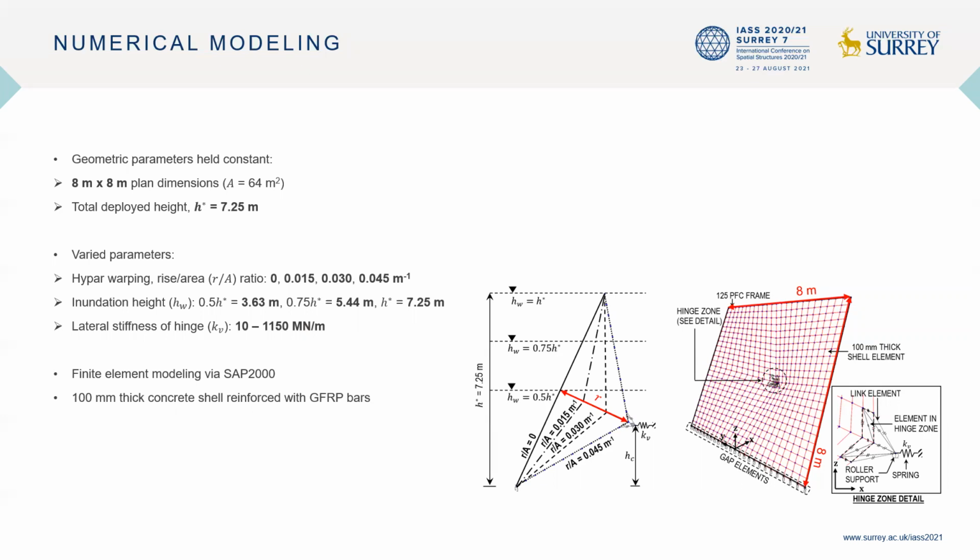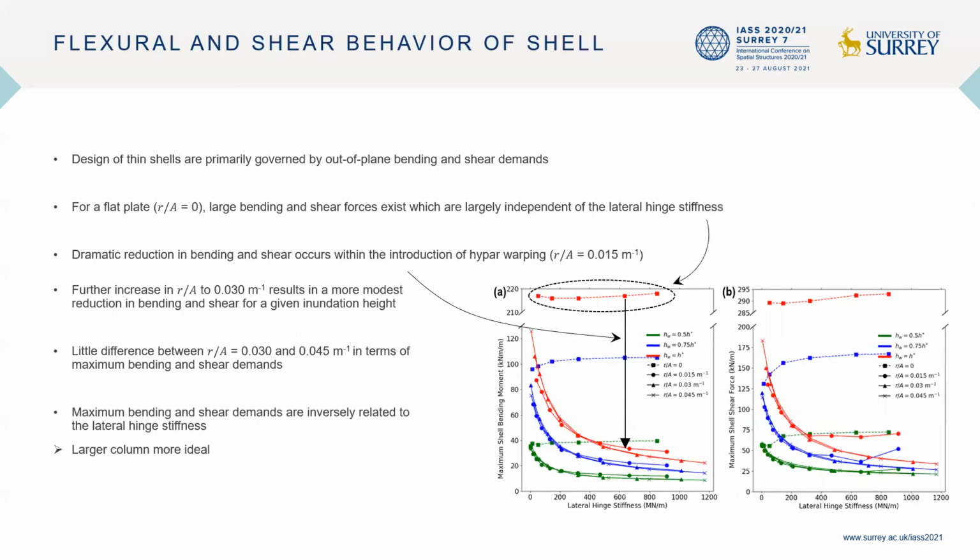We employ finite element modeling via the software SAP 2000, utilizing a 100 millimeter thick concrete shell reinforced with glass fiber reinforced polymer bars. The design of thin plates and shells is often governed by out-of-plane bending and shear effects. When examining the maximum moment and shear forces, it is seen that large values exist for a flat plate without hypar warping across the entire range of hinge stiffness, as circled in the diagram.